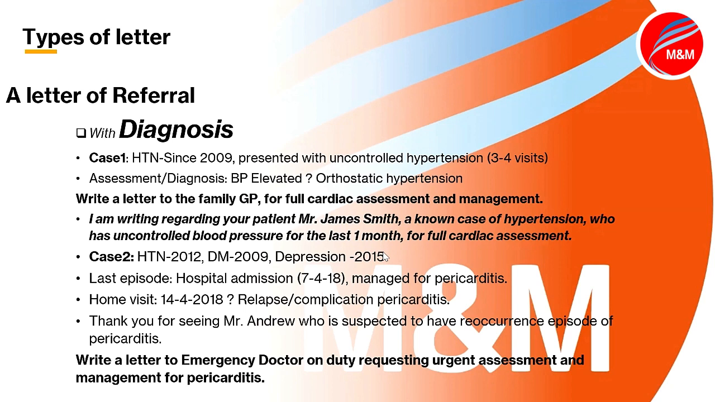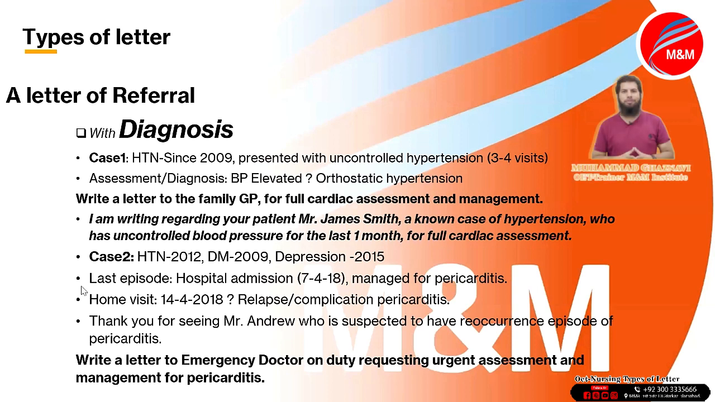We have 3 things ongoing. So we can just write it down. Last episode of hospital admission on this date for pericarditis, home visit. There is, we can say, a recurrence of this episode, so we can write to the emergency doctor on duty, requesting urgent assessment and management of pericarditis, right? So you can see, we can just write it down in this way: I'm writing, thank you for seeing Andrew, who is suspected to have a recurrence episode of pericarditis, right?